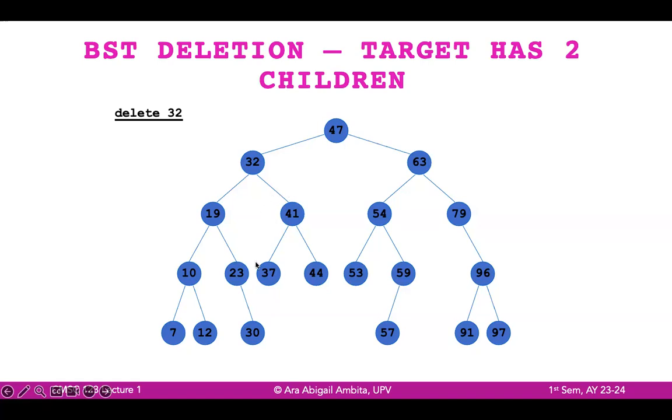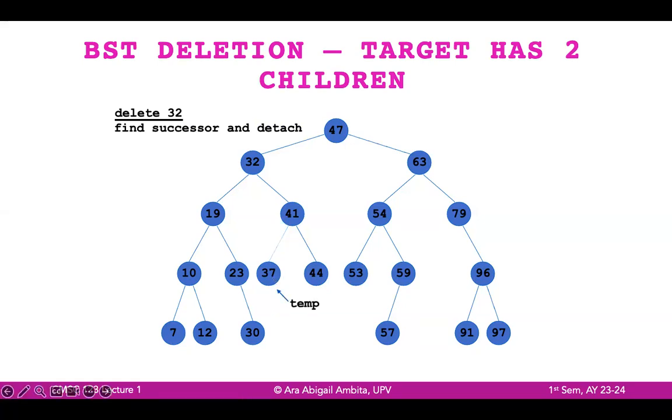So the right subtree would be this part where it's rooted by 41. And we mentioned that the successor is the leftmost node of the right subtree, and the right subtree is this part, and the leftmost node is 37. So we are going to replace 32 with 37. Okay? So this would be temporary.